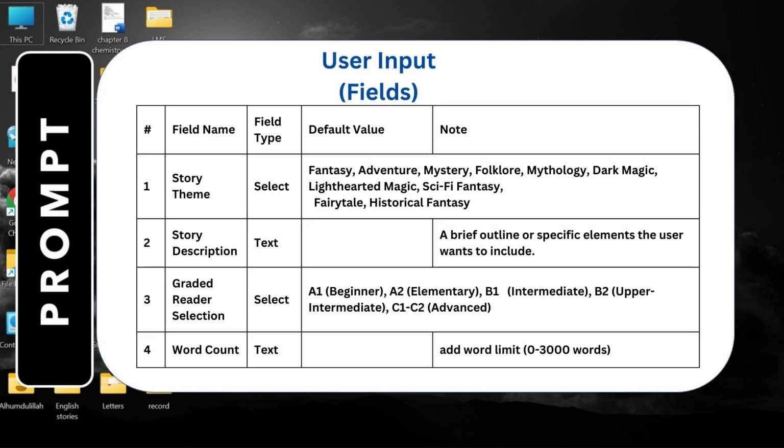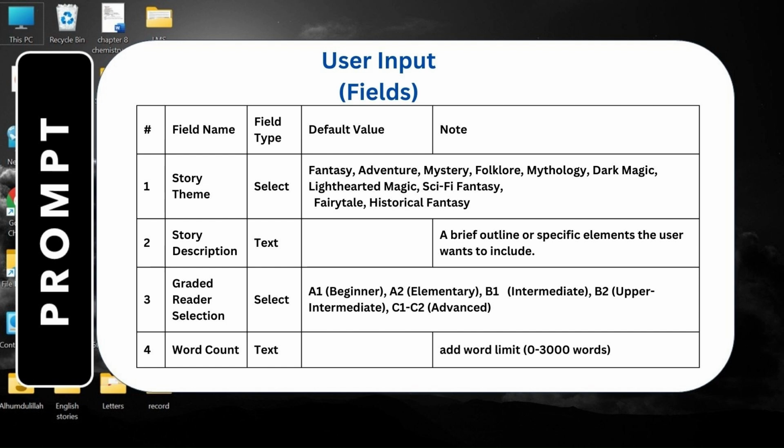So, in order to receive the output, the user will provide some input in the fields. First of all, the user will select the story theme. It could be fantasy, adventure, mystery, folklore, mythology, dark magic, light-hearted magic, science fiction fantasy, fairy tale, historical fantasy. The user will select any of these types of fantasy.